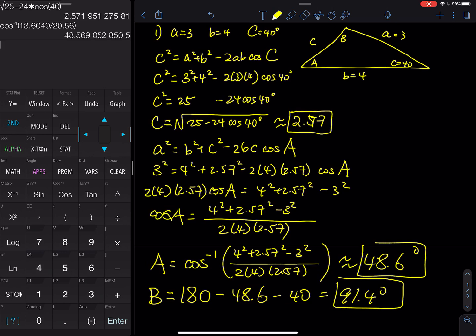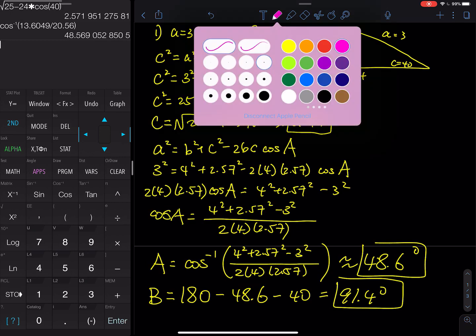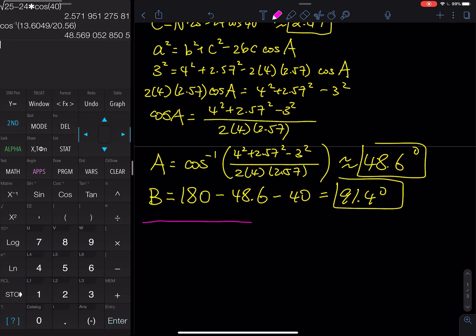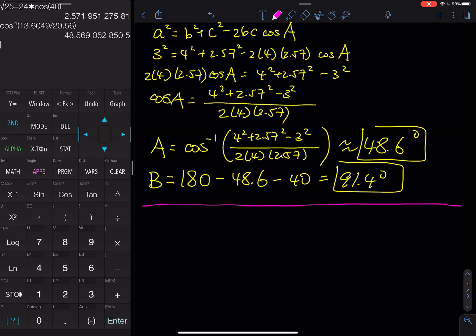But if you use law of sine, you will end up with the same answer. All right, problem 2. Let's change color for number 2. So number 2, I will draw the problem for you, so you don't need to go back and do the video to write down the problem.